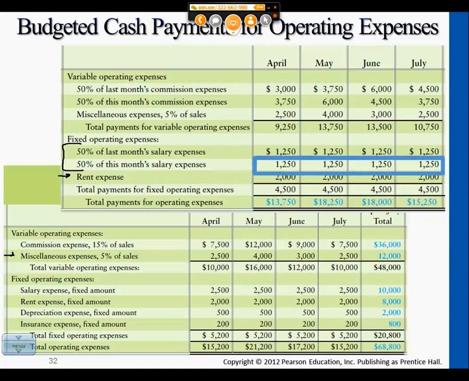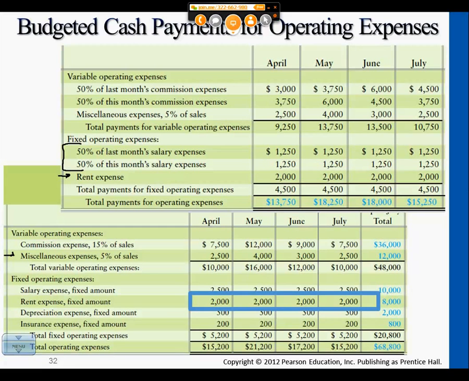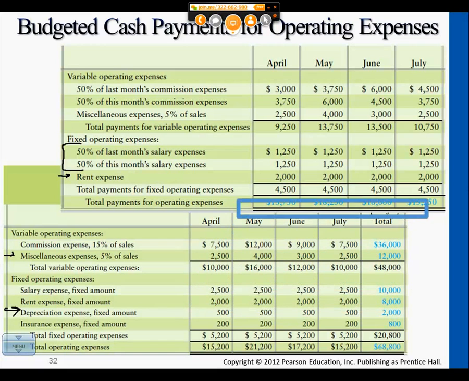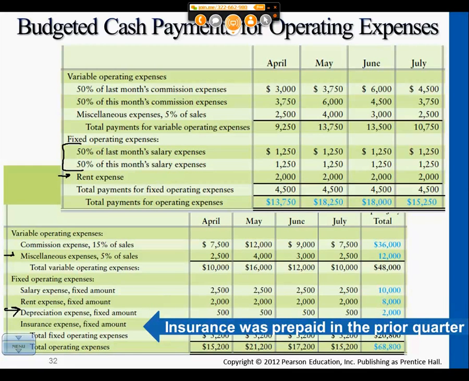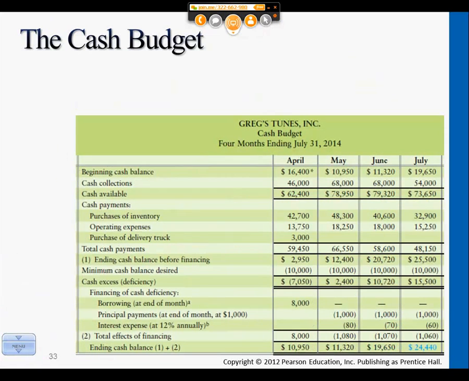The only thing that I also want you to pay attention to here is that depreciation is a non-cash expense. So here, our depreciation expense is a non-cash expense, and this particular one is not going to be included in the budgeted cash payments for operating expenses. Now the insurance, as I said, is going to be added, and it's prepaid in the prior quarter. Okay, so let's go next.